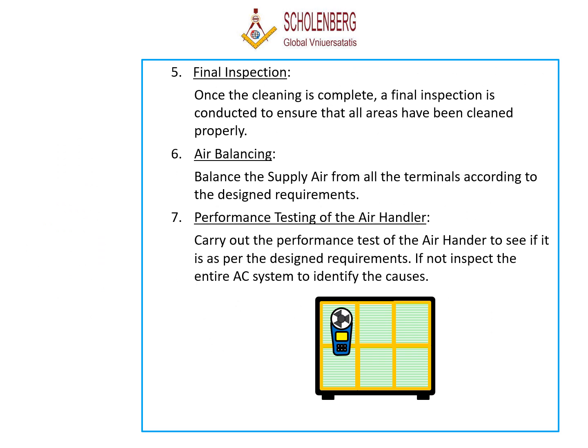5. Final inspection. Once the cleaning is complete, a final inspection is conducted to ensure that all areas have been cleaned properly. 6. Air balancing. Balance the supply air from all the terminals, according to the designed requirements. 7. Performance testing of the air handler. Carry out the performance test of the air handler, to see if it is as per the designed requirements. If not, inspect the entire AC system to identify the causes.